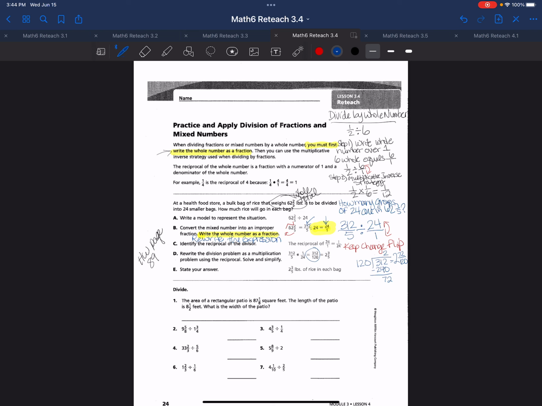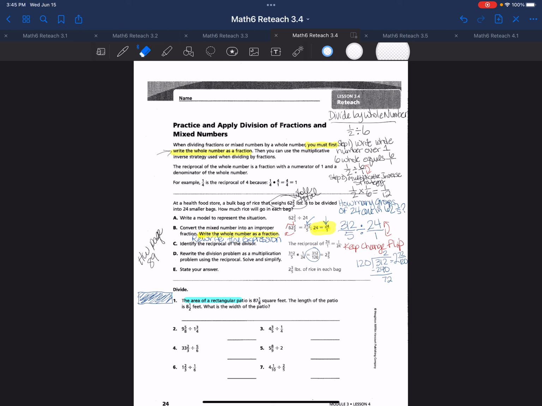The area of a rectangle patio is 87 1/8 square feet. The length of the patio is 8.5 feet. What is the width of the patio? Okay, so we know that the area of a rectangle patio is 87 1/8 square feet. When we're talking about the area of a rectangle patio, it means the entire area. This is your area, and that is going to be 87 1/8 square feet. So here is our total amount.